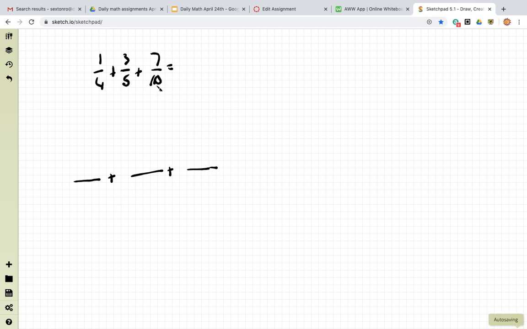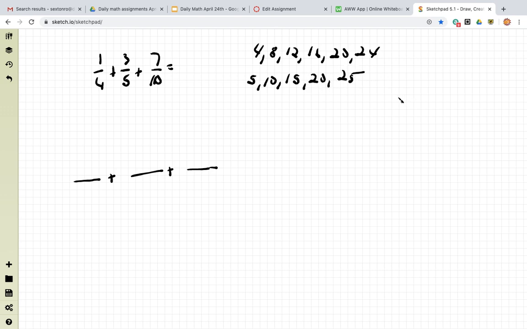If I'm not sure what my common multiple is, I can always write out my multiples. The multiples of 4 would be 4, 8, 12, 16, 20, 24. If I do the multiples of 5, I get 5, 10, 15, 20, 25. And the multiples of 10 would be 10, 20, 30, 40, right? So, what number is on all of these lists?